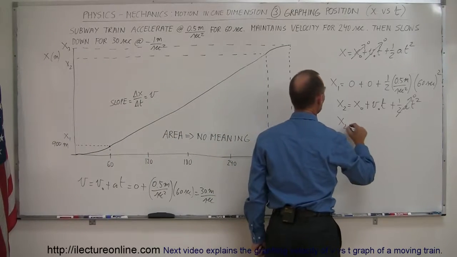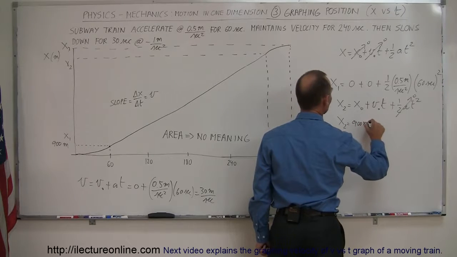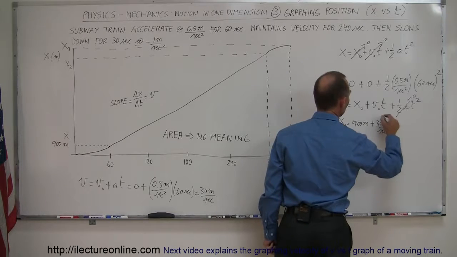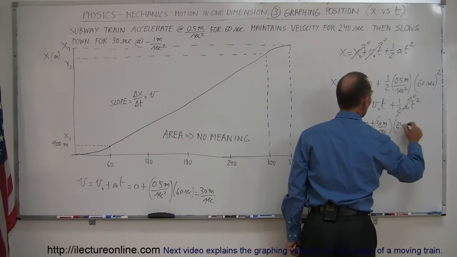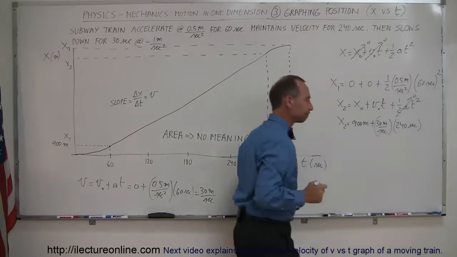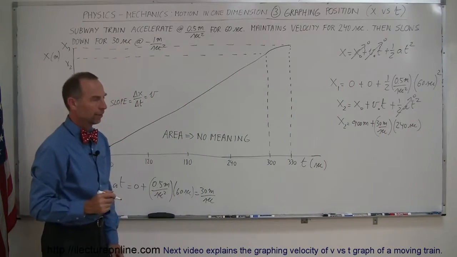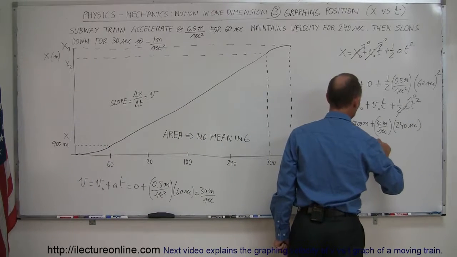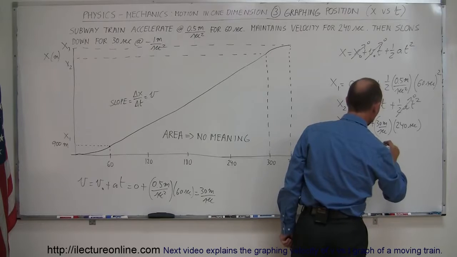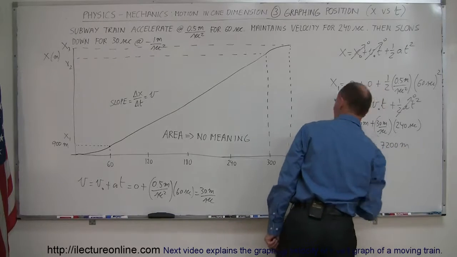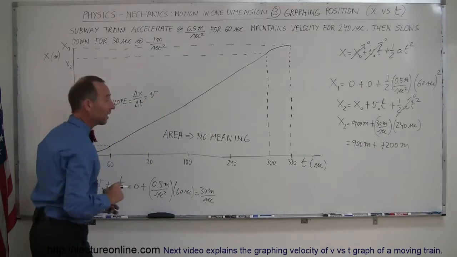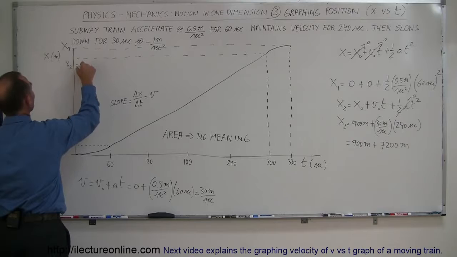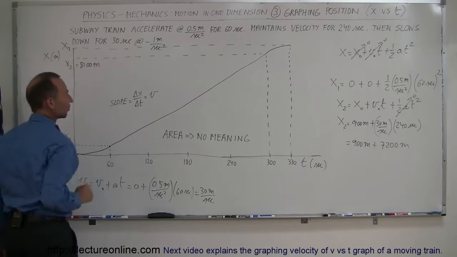So we can say that x sub 2 is equal to 900 meters, because that's how far it traveled in the first segment, plus 30 meters per second times 240 seconds. So in that second segment, it traveled 30 times that, which would give me 7,200 meters. So from there to there, it traveled 7,200 meters. Add 900 meters to that would be 8,100 meters. X sub 2 is equal to 8,100 meters. All right.